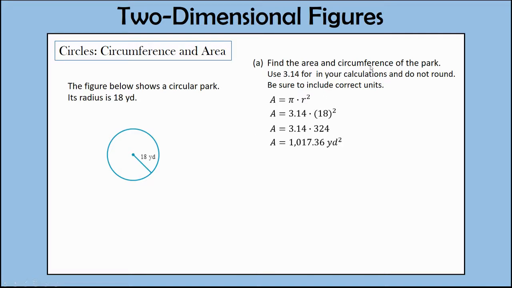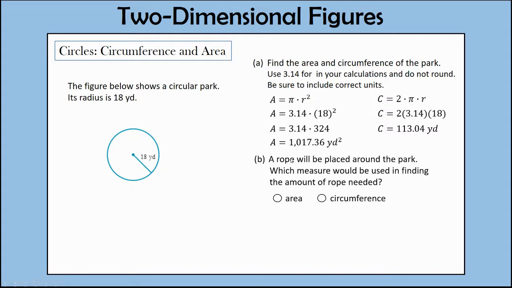Okay. They ask us also to find circumference. So since they gave us radius, I chose the circumference formula that has radius in it. So 2 pi r, 2 times 3.14 times 18, 113.04 yards. Again, circumference is a straight linear distance. We don't square our units. It's just straight units. Okay, so we got area, we got circumference.